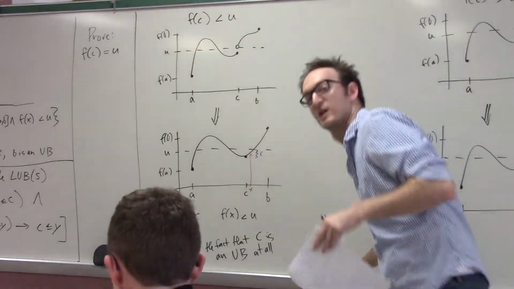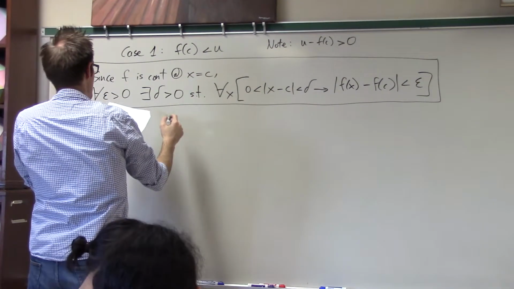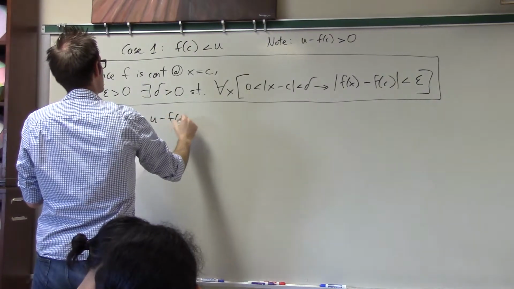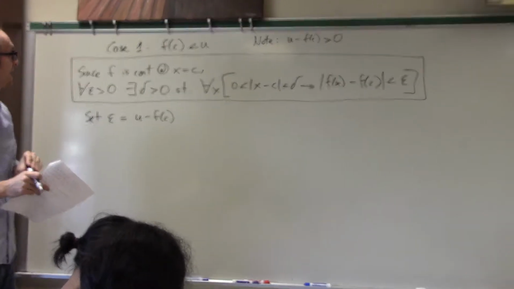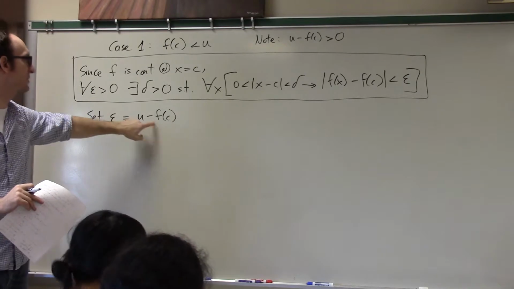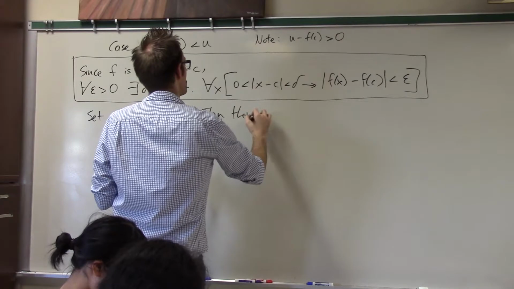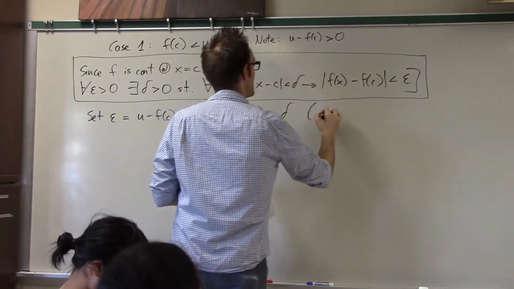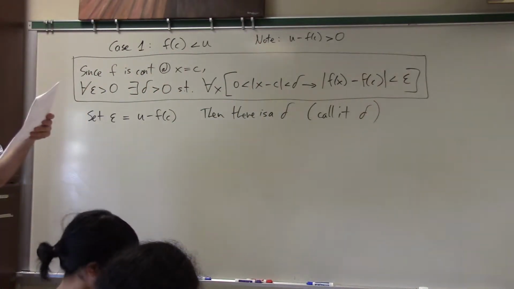Cool? All right, good. Back up to the real proof. That was just, you got it? All right, so we now set epsilon equal to u minus f of c, which is a positive number. Right, and since this is true for all possible epsilon, if I challenge this definition with u minus f of c, then I receive a delta. So I'll just say, then there is a delta. Let's all agree to call it delta. Right, and what is true about this delta?